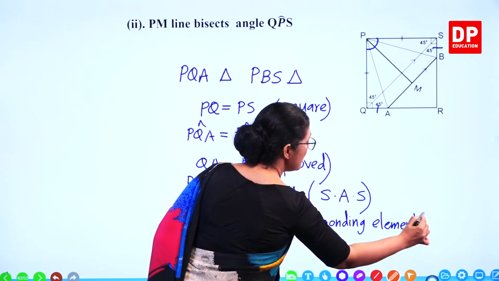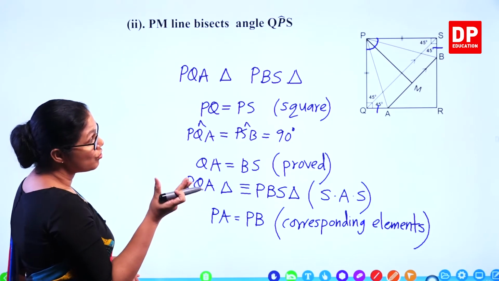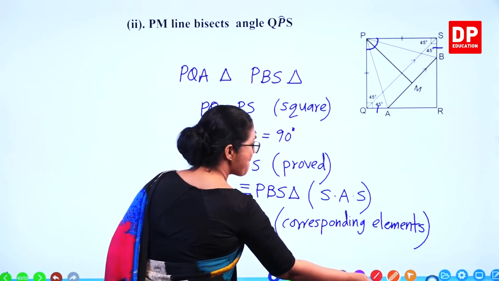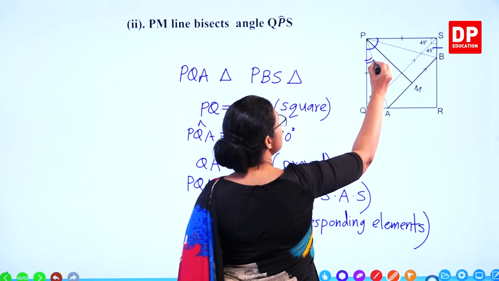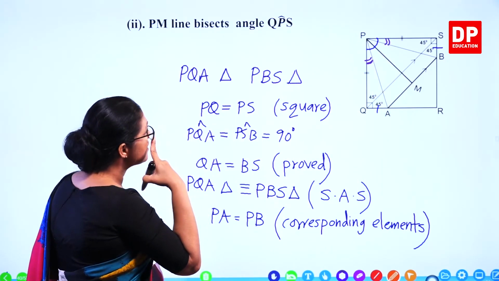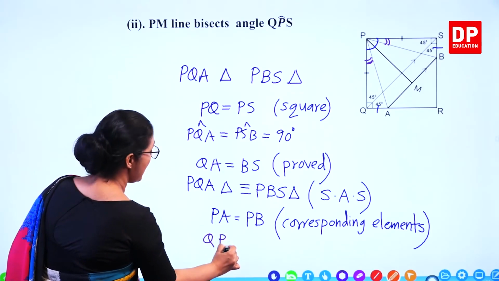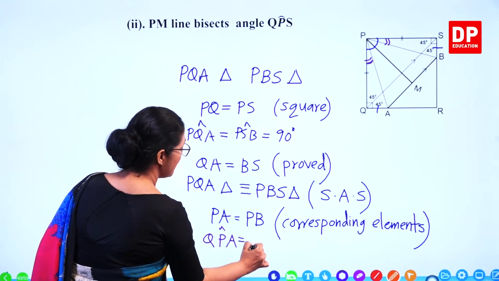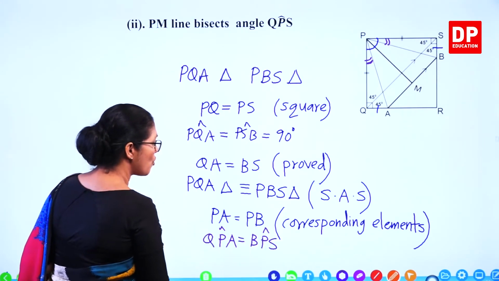Corresponding elements of the congruent triangle. Now we have to take the other two triangles because now we found out you can find easily, you can write this angle is equal to this angle because corresponding elements as well. We'll write that also here. QPA angle is equal to BPS angle. That's also corresponding elements.